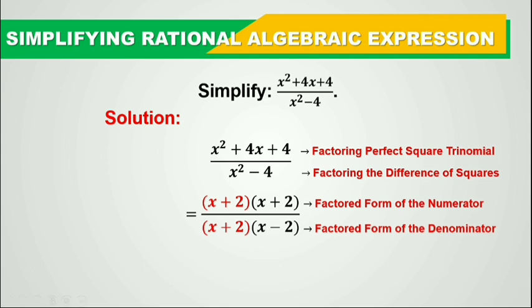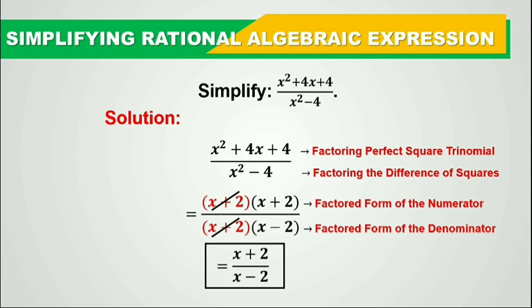So, let's cancel x plus 2 in the numerator at ang x plus 2 in the denominator kasi parehos sila. So, x plus 2 is present in both the numerator and the denominator. So, ika-cancel natin pagkatapos, ano na lang ang matitira? Matitira na lang ay ang x plus 2 sa numerator at x minus 2 sa denominator. And this is our answer for this particular question. So, eto na yung sagot natin, x plus 2 all over x minus 2.